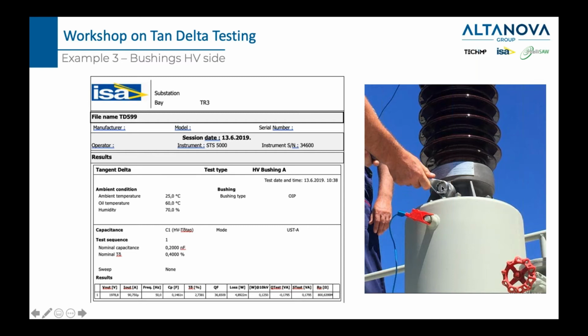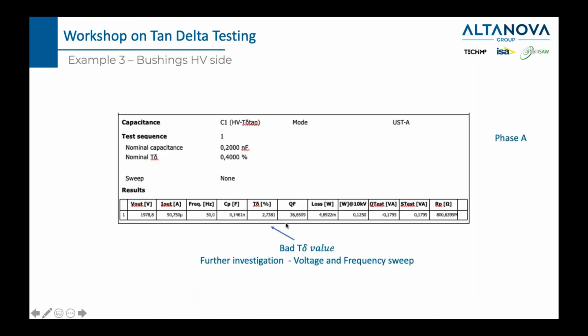You should put the generation here and the measurement on the top. We saw that tan delta, which we measured here, is 2.73, and this is already showing us that we have some issues. So 2.73 tells us that we have a problem. This was done on phase A, and we decided to do a sweep. Usually on the bushings, you need to do a frequency sweep.